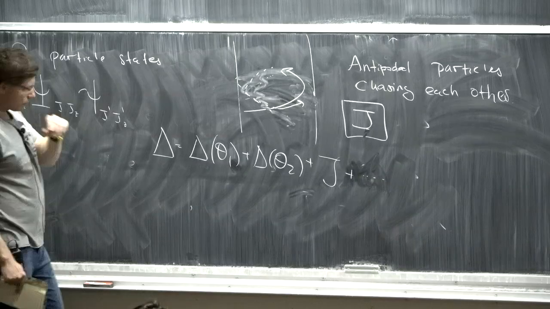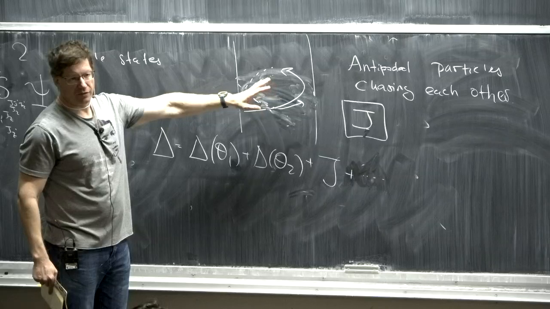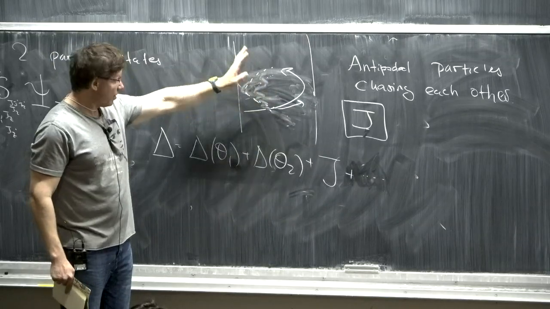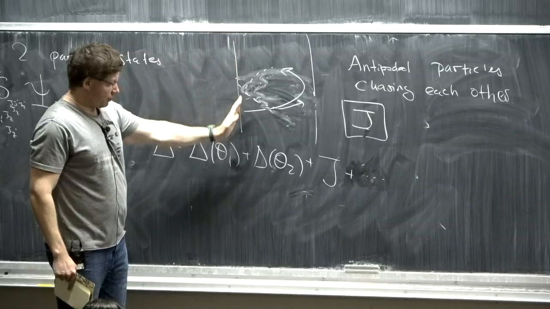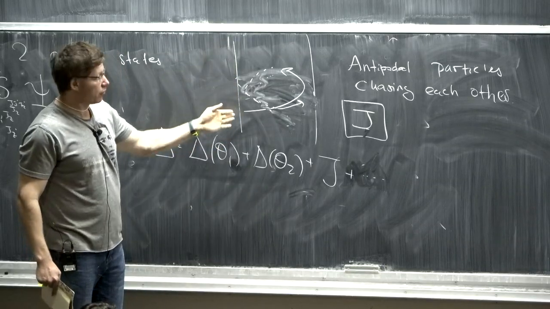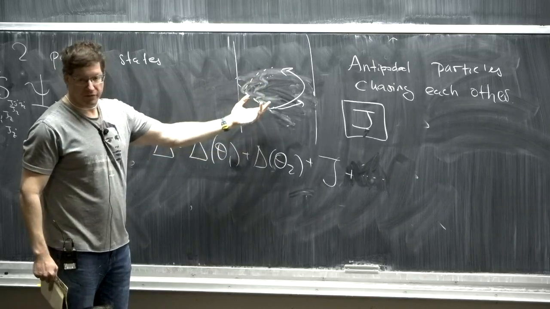OK? And now the claim is that while I'm doing some stupid exercise for free fields in ADS, that actually describes conformal field theory, any conformal field theory on the boundary. And the question is, why the heck? Because these generic conformal field theories are non-holographic. They don't have an ADS dual. So why would these states exist?